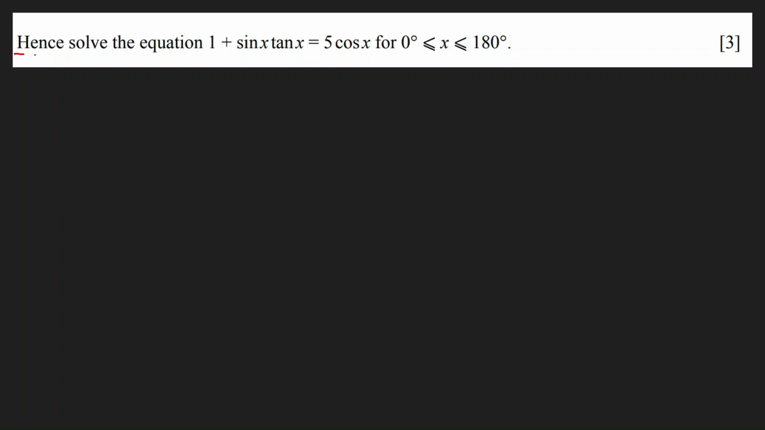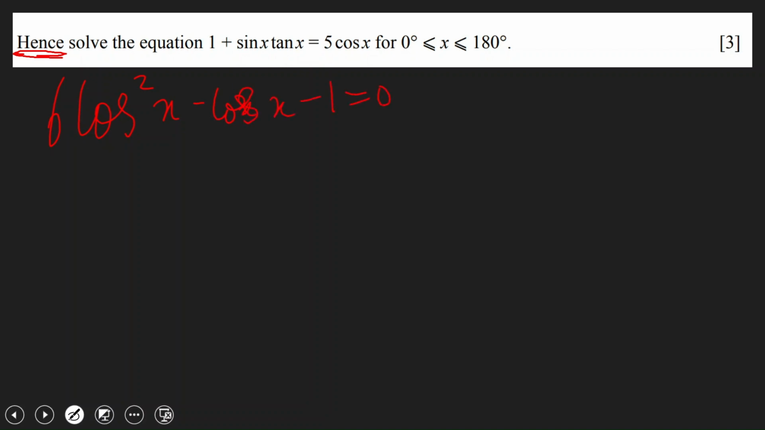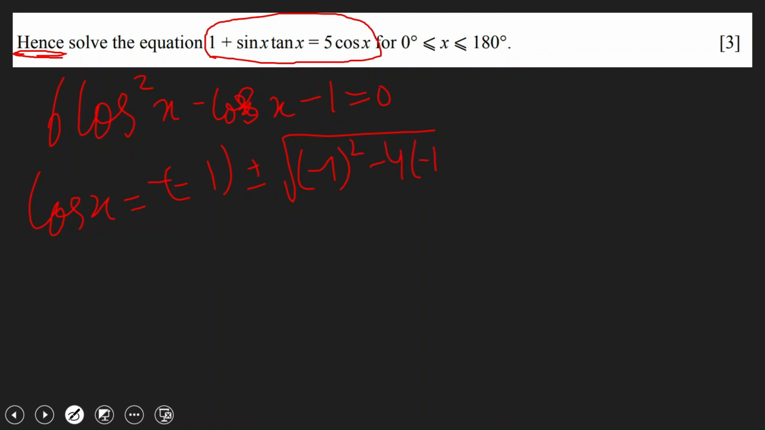First thing you notice is that the keyword is hence, so you have to use the data from the previous part of the question. So this is going to be nothing but 6 cosine squared x minus cos x minus 1 equal to 0, which is the simplification we did in the previous part. This is a quadratic form, so we can find the value of cos x simply by using the quadratic formula, which is going to be minus of minus 1 plus minus the root of minus 1 squared minus 4 into minus 1 into 6, divided by 12.